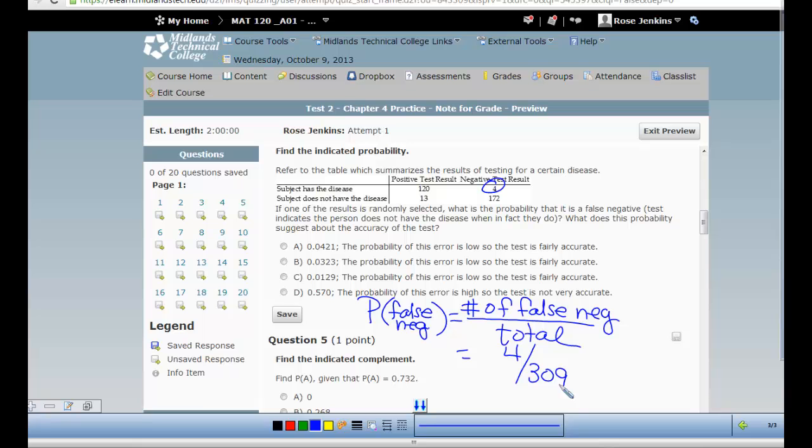So that comes up to one of our decimal values. What value does it come up to? C. Okay, 0.0129. The probability of this error is low, so the test is fairly accurate. Questions about that?